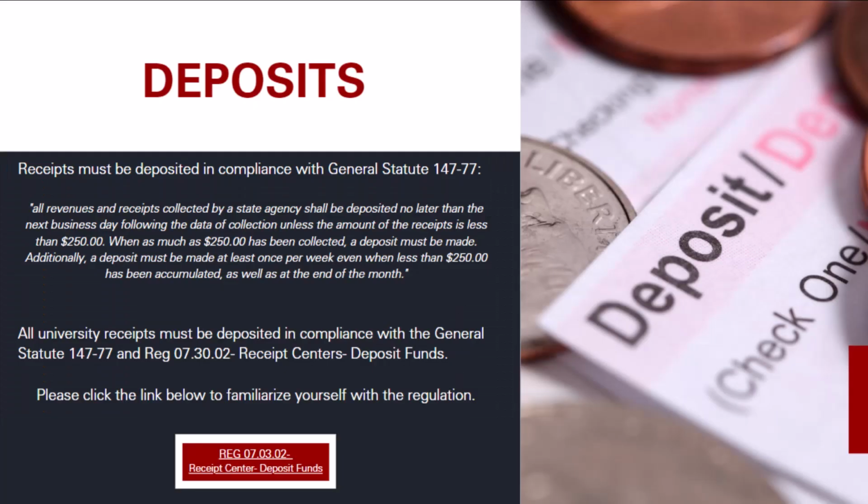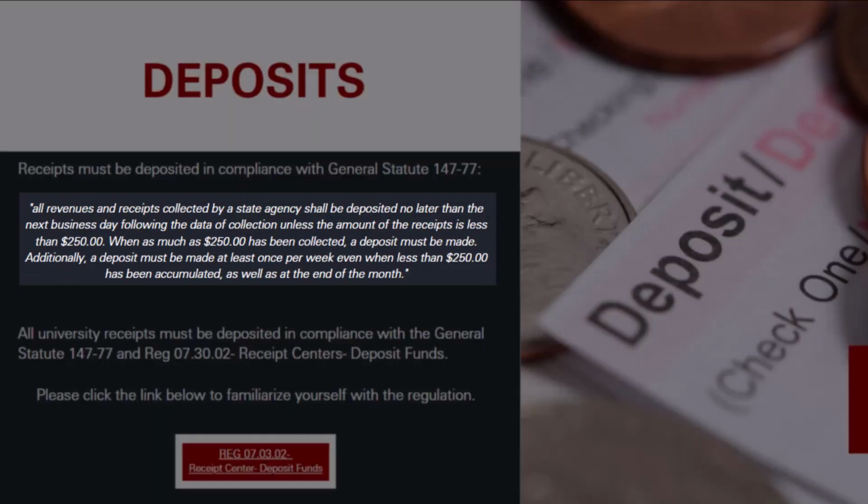147-77, which requires that all revenues and receipts collected by a state agency shall be deposited no later than the next business day following the date of the collection, unless the amount of the receipts is less than $250. When as much as $250 has been collected, a deposit must be made. Additionally, a deposit must be made at least once per week, even when less than $250 has been accumulated, as well as at the end of each month.